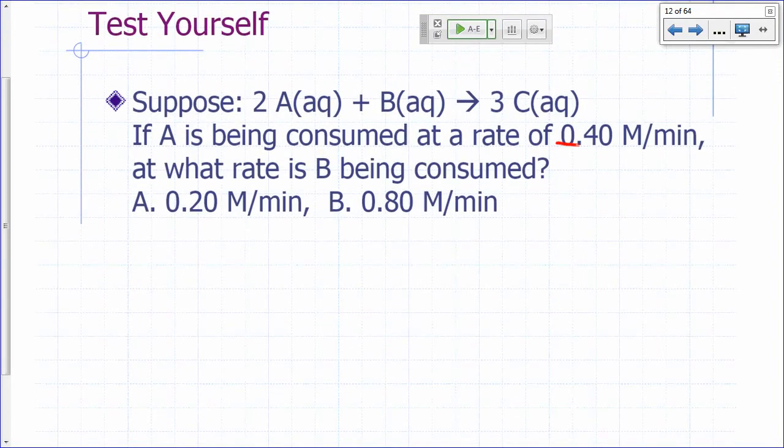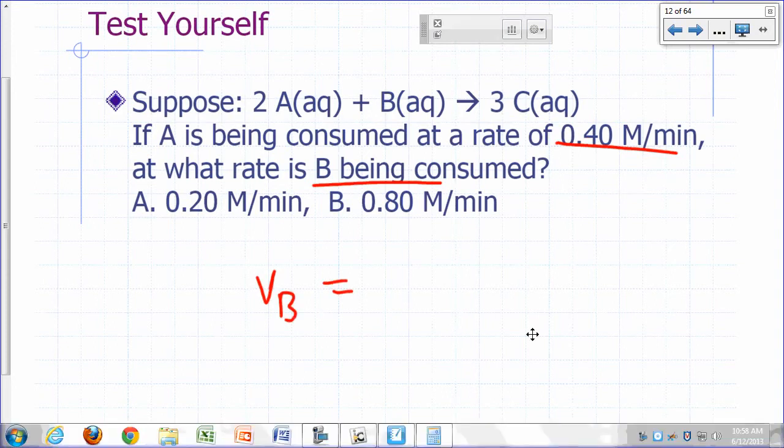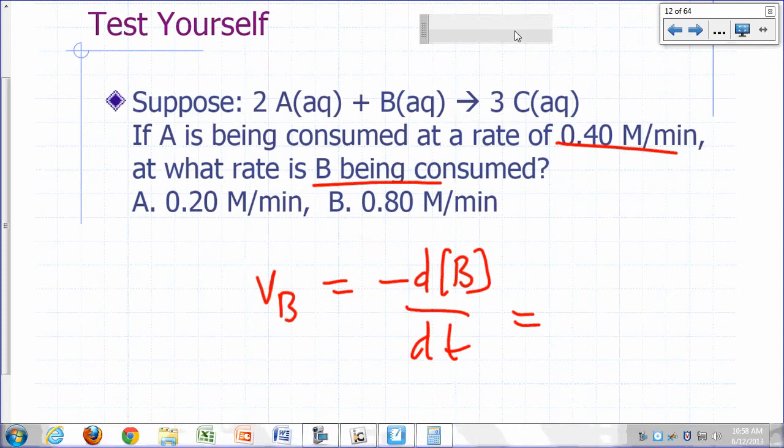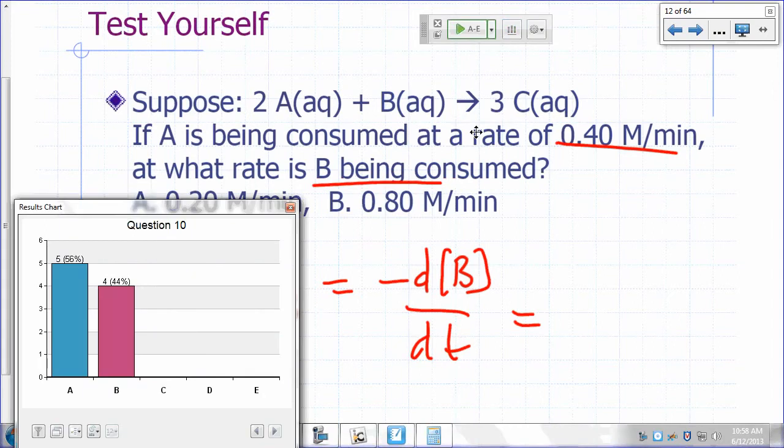Okay, let's try another one. Same reaction, same rate, 0.4 moles per liter per minute. At what rate is B being consumed? What is V sub B, the rate of consumption of B? Is it 0.2 or 0.8? This is negative dB/dt.